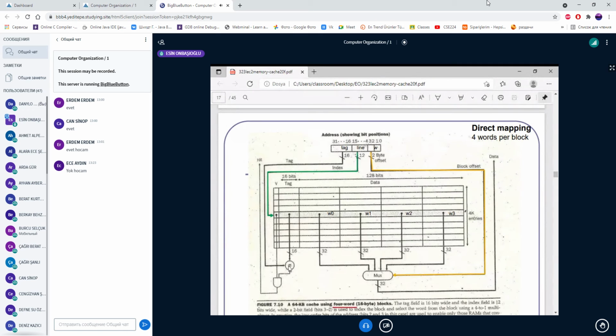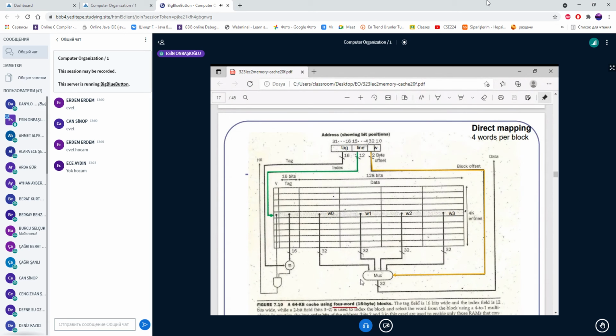So the system has to compare. The system uses the line field from the given address to access that line. And then it takes the tag from that line and compares it with the tag given in the address to check if they are equal. It also has to check the valid bit. If the valid bit is 0, there is no valid information even if the tags match by chance. So if the valid bit is 1 and this comparison output is true, they are the same, then it's a hit. In that case, use the word field to access that word.